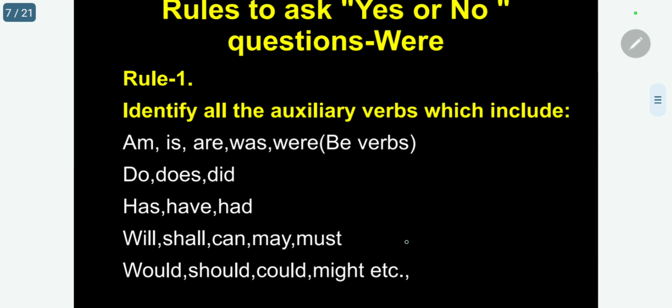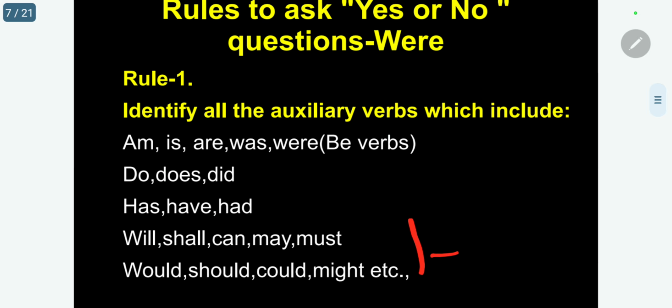So now we'll come to the secondary auxiliary verbs. That is will, shall, can, may, must. Secondary auxiliary. Then the fifth type: would, should, could, might, etc., are also secondary auxiliaries. As I already informed, this is applicable only when acting as an auxiliary verb, not as a main verb.